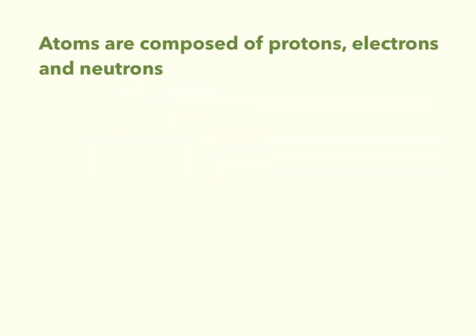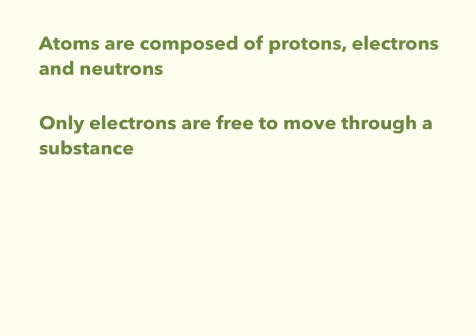As I'm sure you've learned before, atoms are composed of protons, which are positively charged, electrons, negatively charged, and neutrons, which are not charged at all. However, only the electrons are free to move through a substance, since the protons are bound together with the neutrons into the nucleus of an atom, and splitting open the nucleus of an atom would require tremendous amounts of energy. But electrons are only loosely bound to the nucleus, therefore removing an electron takes far less energy.